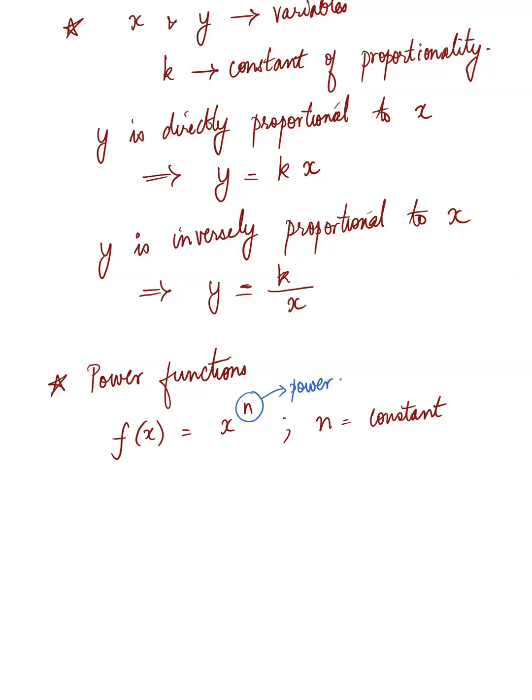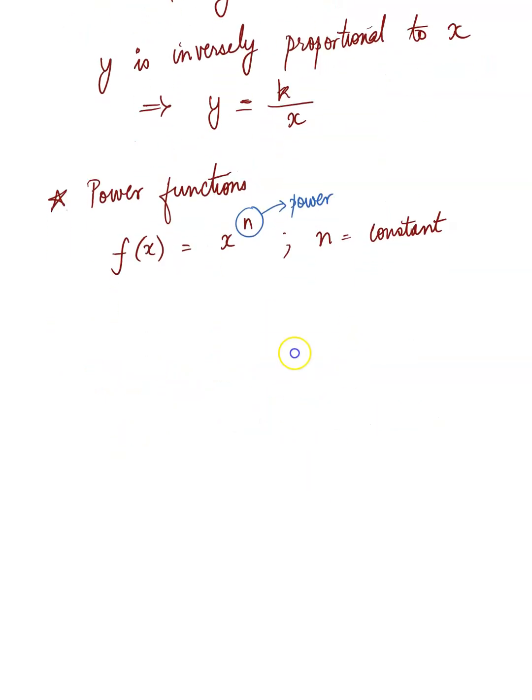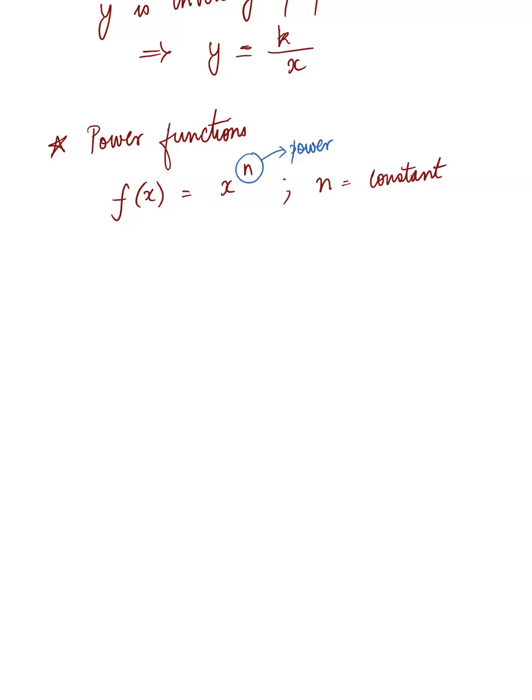X power 0 we know is 1. X power 1 is x. X power 2 is x squared. X power 3 is x cubed, and so on. You can have fractions, you can have negative numbers, and so on. So all that is possible. So your n is a constant. And so this is different from exponential functions. In exponential functions it's the other way around: your x will be sitting in the power. In this case, your n is sitting in the power, x is in the base, so we're good here.